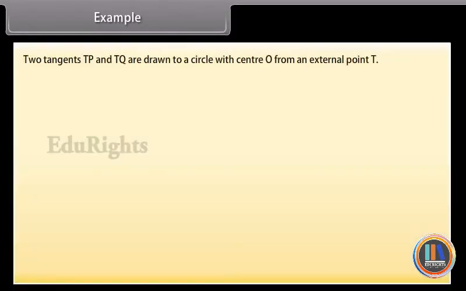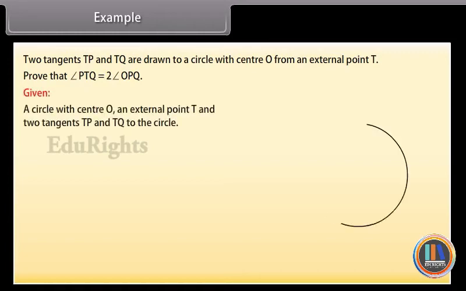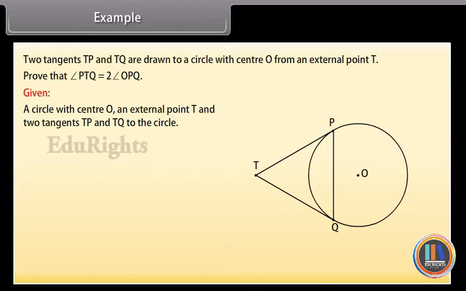Example. 2 tangents TP and TQ are drawn to a circle with center O from an external point T. Prove that angle PTQ is equal to 2 angle OPQ. We are given a circle with center O, an external point T and 2 tangents TP and TQ to the circle where P and Q are the points of contact. We need to prove that angle PTQ is equal to 2 angle OPQ.